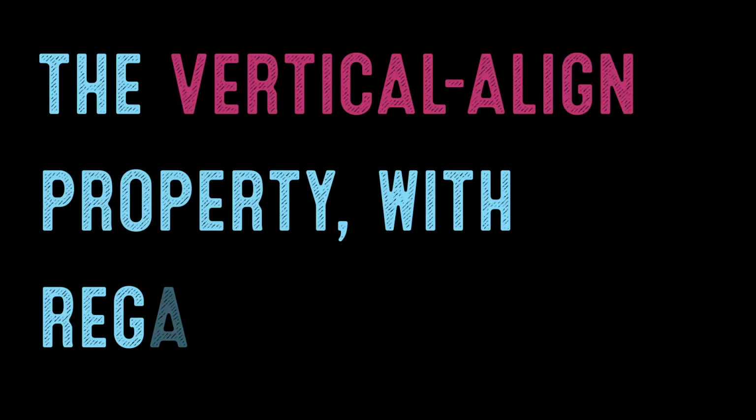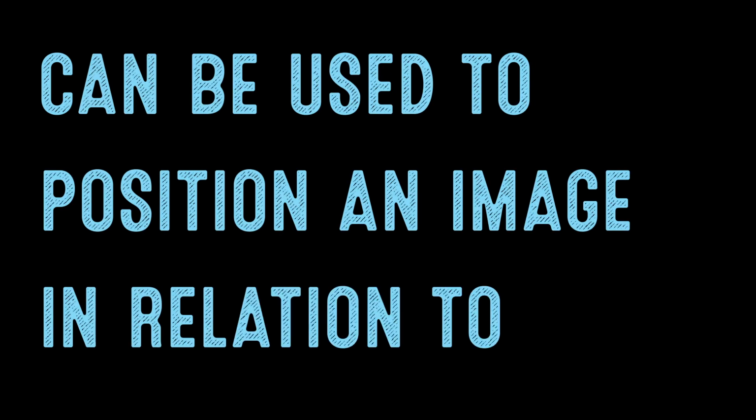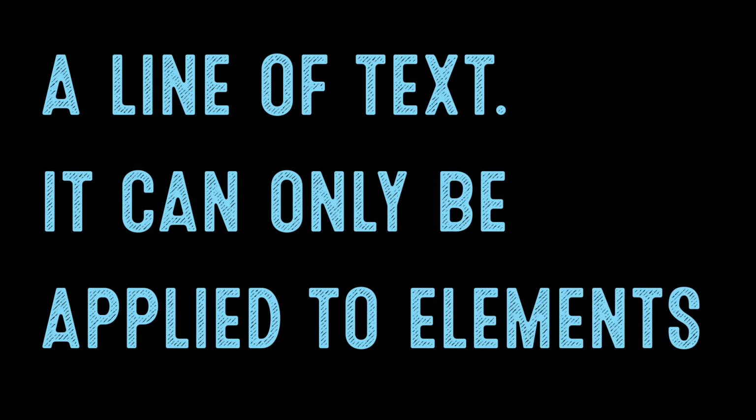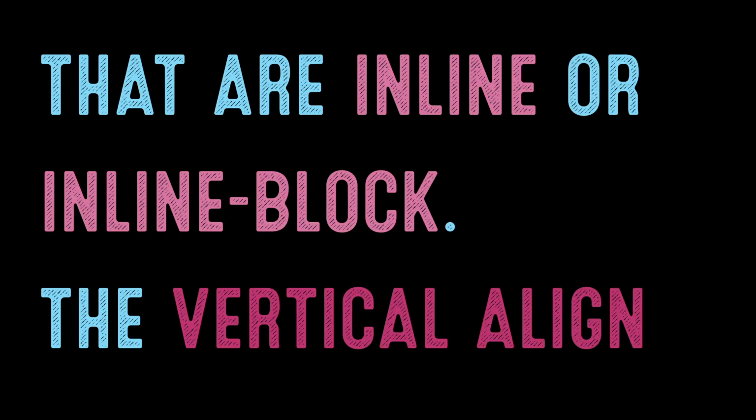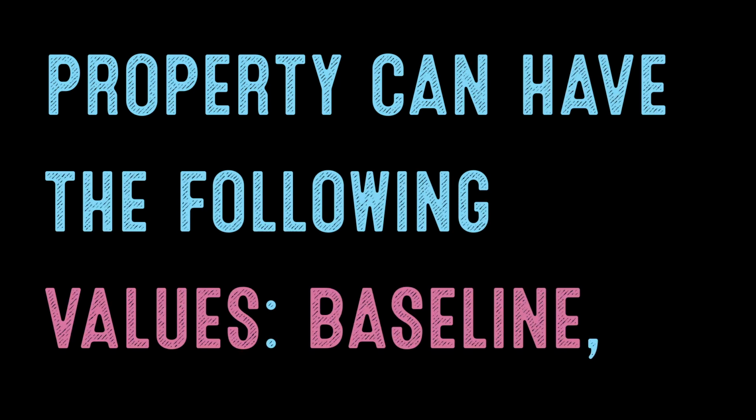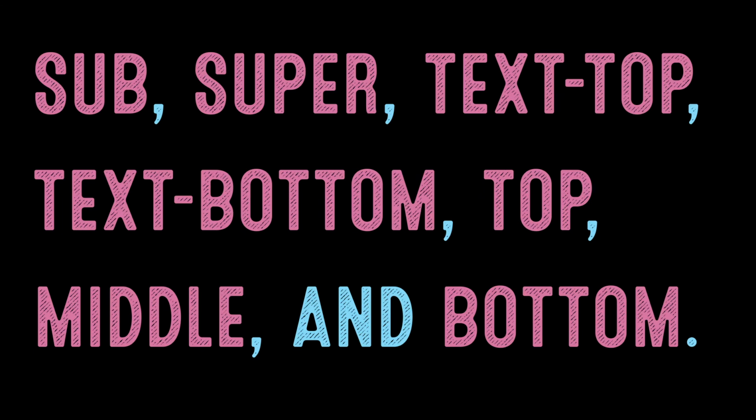The daily code snippet. The vertical align property with regards to images can be used to position an image in relation to a line of text. It can only be applied to elements that are inline or inline block. The vertical align property can have the following values: baseline, sub, super, text top, text bottom, top, middle, and bottom.